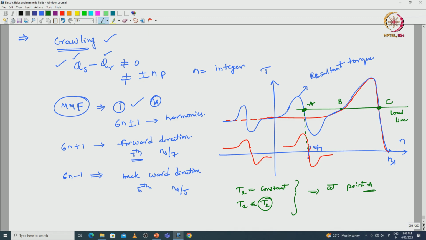With respect to ns by 7, the machine is seeing the crawling torque and the motor is stable at point A, which is an unwanted operating point. Because of the 7th and 5th harmonics, the motor is operating at point A. So, this is not desirable. To avoid this, we have to select the number of slots. Qs minus Qr should not be equal to 0 and Qs minus Qr should not be equal to n into P. And the next parameter is cogging.